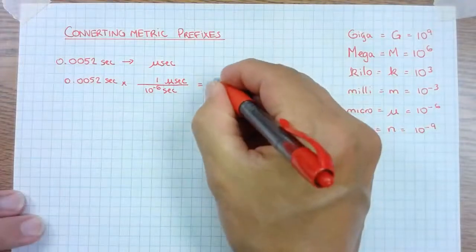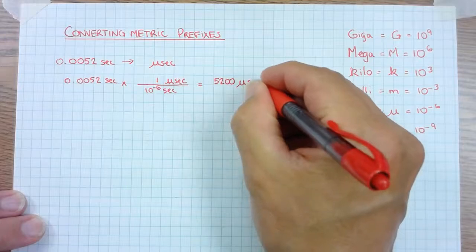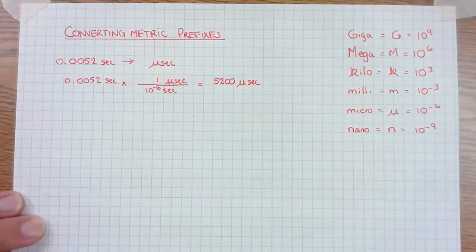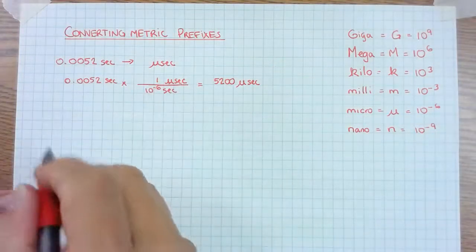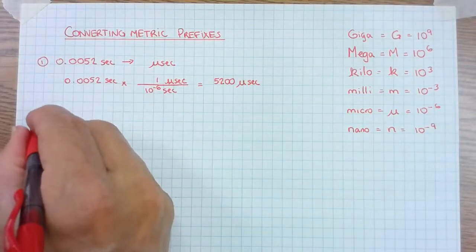So the conversion is 5,200 microseconds. Okay? So when we do conversions, we just have to use that idea there. So that's example number 1. Let me try another example.